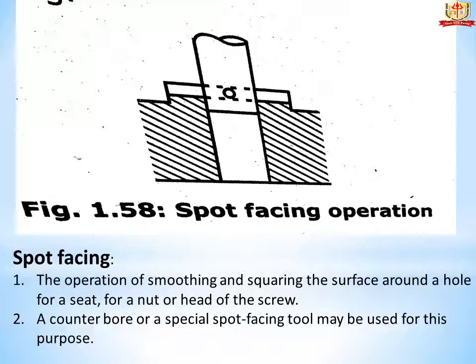Next operation is spot facing operation. Spot facing: the operation of smoothing and squaring the surface around a hole for a seat for a nut or head of the screw. A counter bore or special spot facing tool may be used for this purpose.